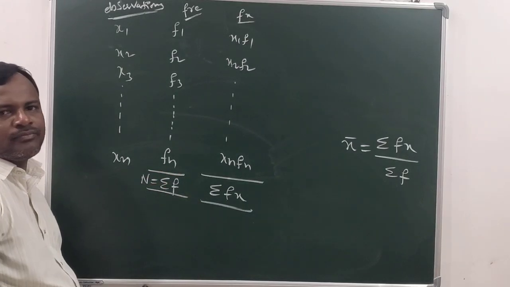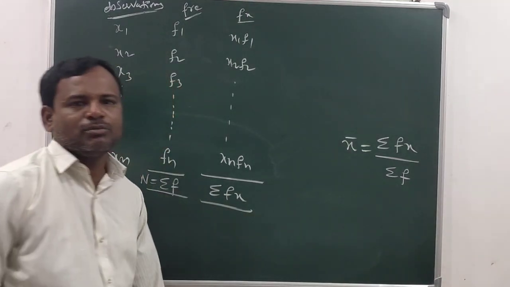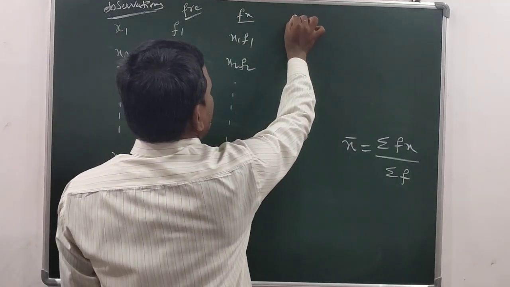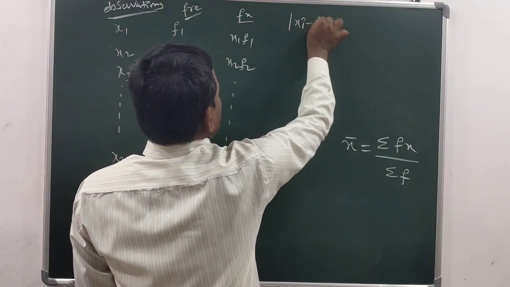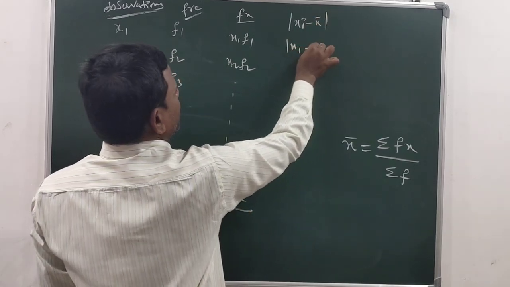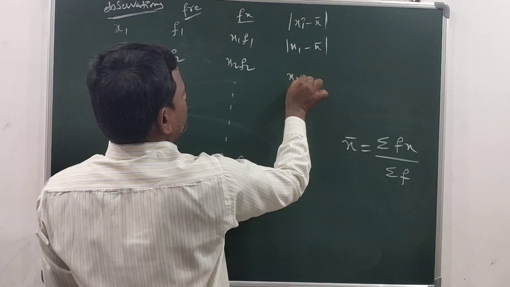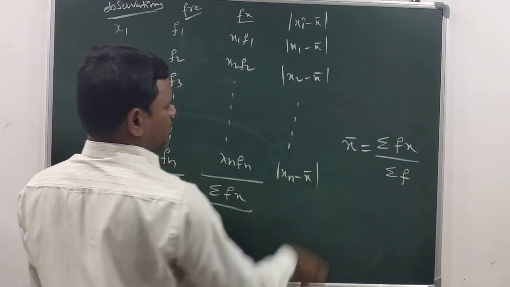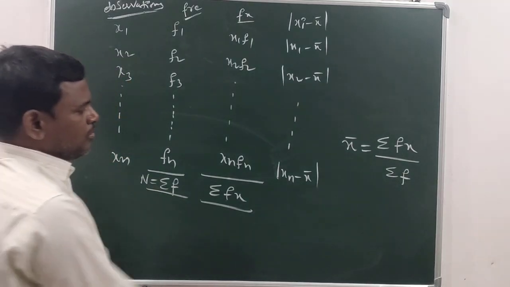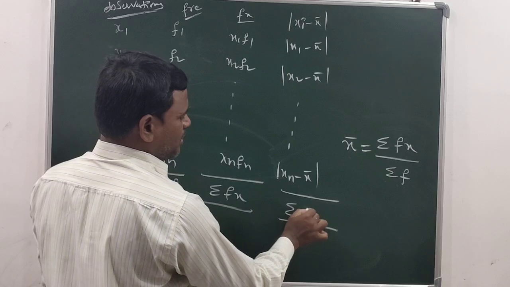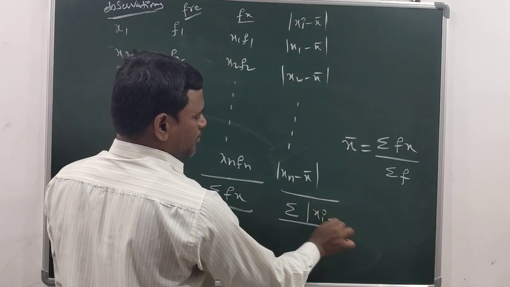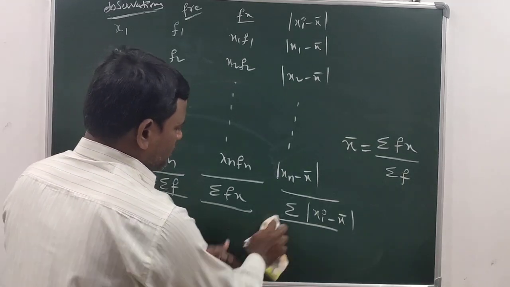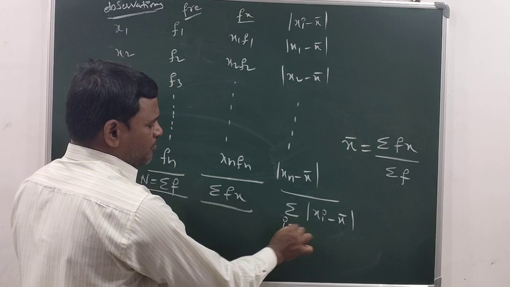sigma f. Then you will get x bar. Now prepare deviations. Here deviations. So xi minus x bar. Now write here x1 minus x bar, x2 minus x bar, and so on, xn minus x bar. Now get their sum, sigma xi minus x bar. I runs from 1 to n. Okay students, here I runs from 1 to n.